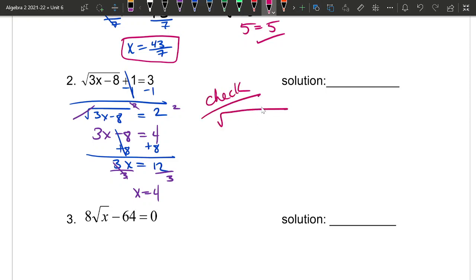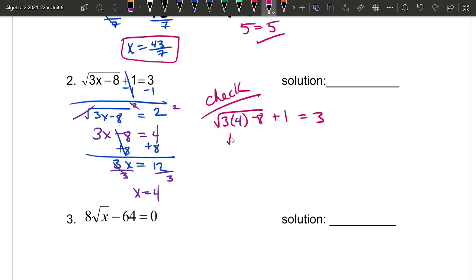In the original problem, the square root of 3 times a blank, minus 8, and then a plus 1 on the outside, equals 3. Now plugging in a 4 where x was. Like I said before, you do the radical first as if it were parentheses. So 3 times 4 is 12. 12 minus 8 gives me 4.